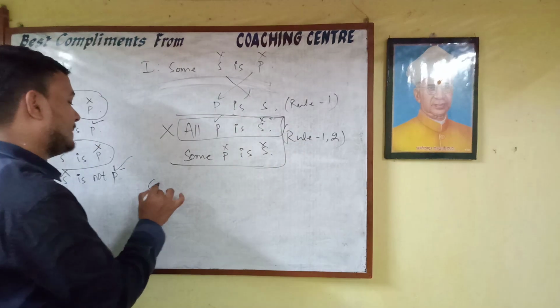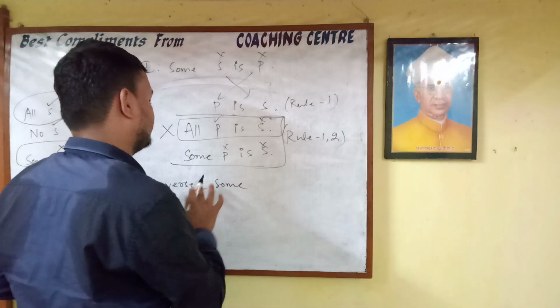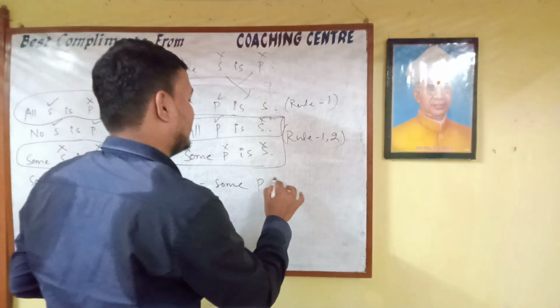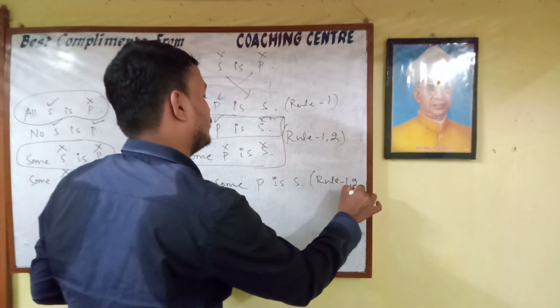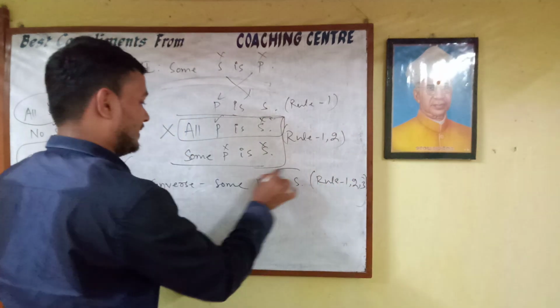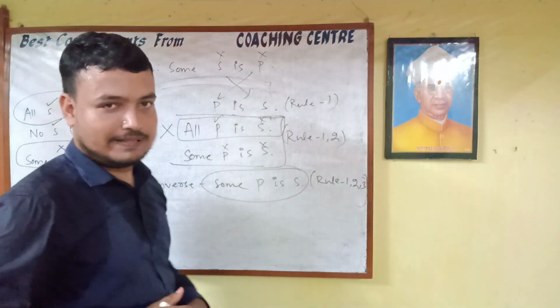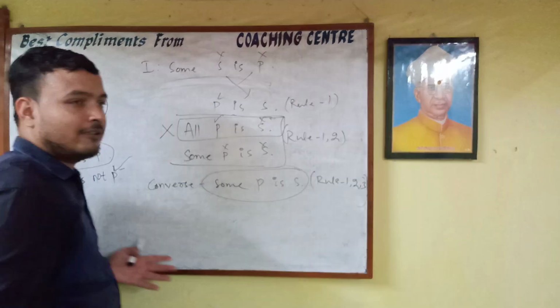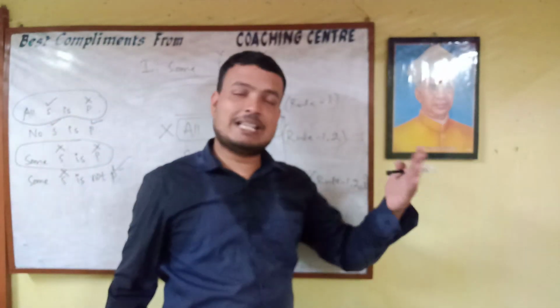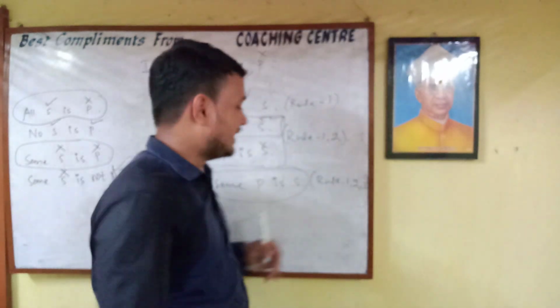So the converse simply takes which rule? Some P is S, rules 1, 2, 3 are all applied. So the converse is what? Some S is P, some P is S, right? Are you clear? Okay, you can also give the concrete example. In all the cases, you have to give symbolic examples as well as concrete examples.